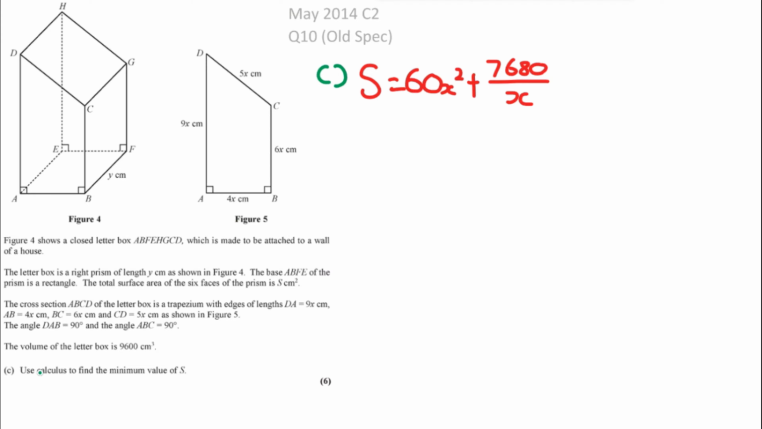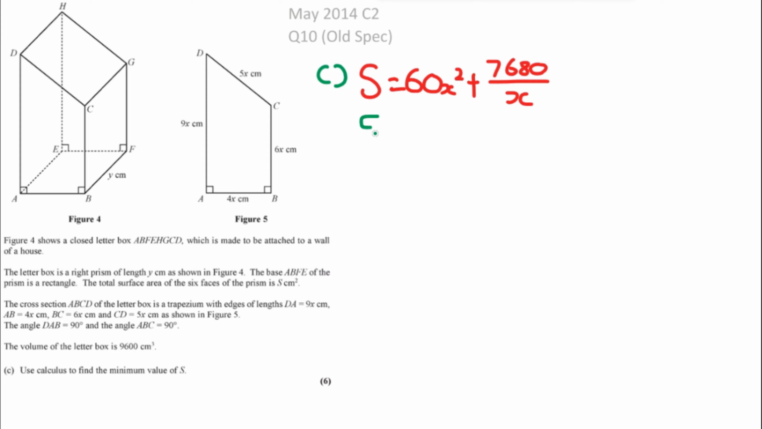So for part C, we need to use calculus to find the minimum value of S. I don't know if I actually ever mentioned this in the videos, but calculus is basically just differentiation. It's also integration, which we see in the next chapter. So as it's the minimum value, as I said in the intro, it's going to be the stationary point. So we're going to have to do differentiation.